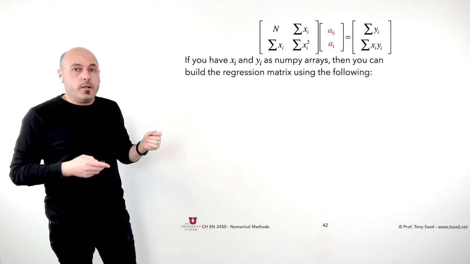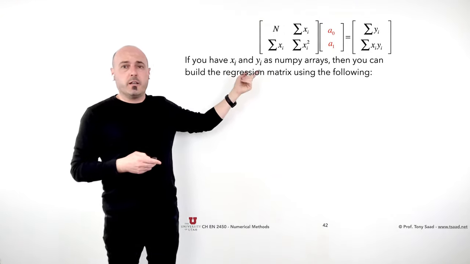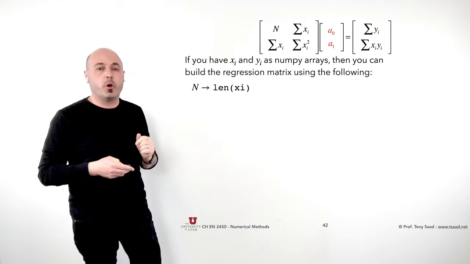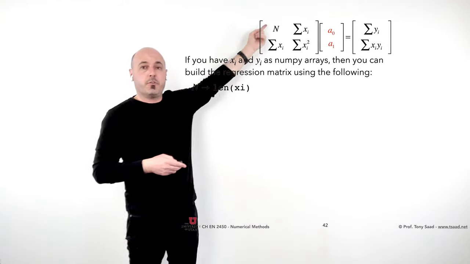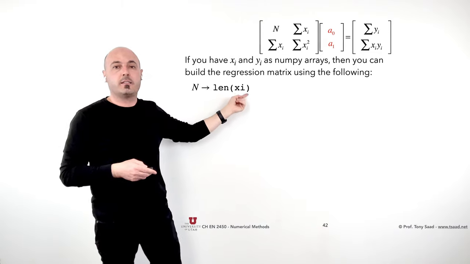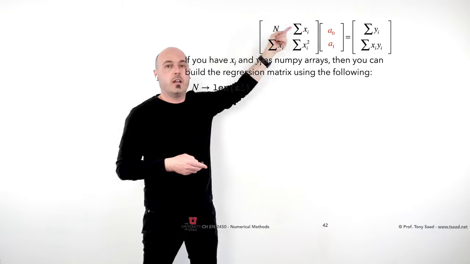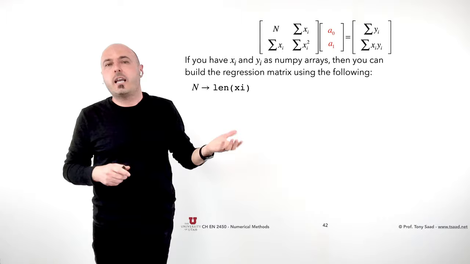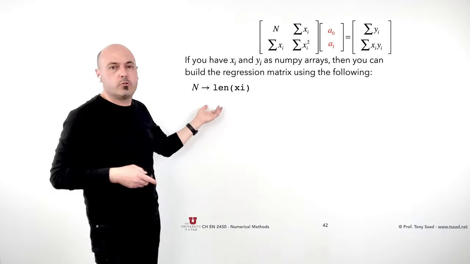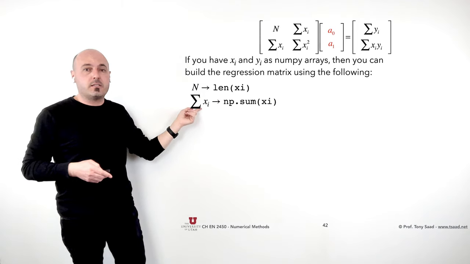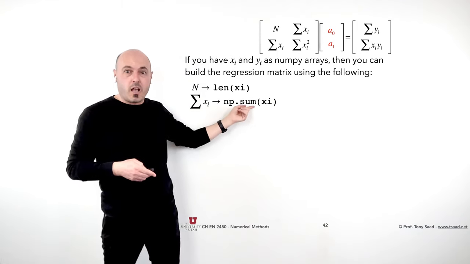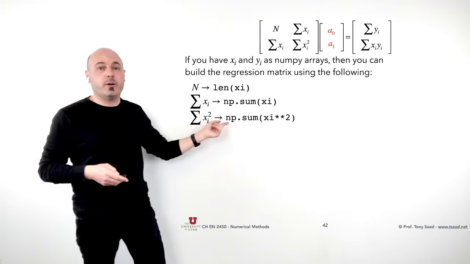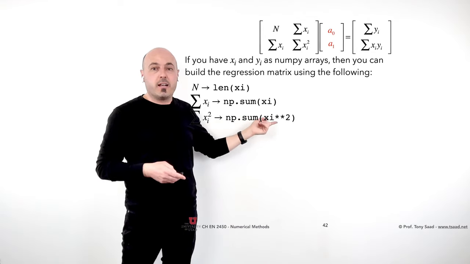So what we've got here, if you have xi and yi, those are your input data. If you have them as NumPy arrays, then you can build the regression matrix with the following information. You need n, first term, and that's simply len of xi, that gives you the size of xi, so that's the length of the data. You don't want to count the data by hand, right? So you just bring in the data, you might read it from a text file, might be given to you by an instrument, so all you do to get n is len of xi. Then sum xi is simply numpy.sum of xi. Okay, so that's how you do it. You call numpy.sum. Sum of xi squared is simply numpy.sum of xi squared.